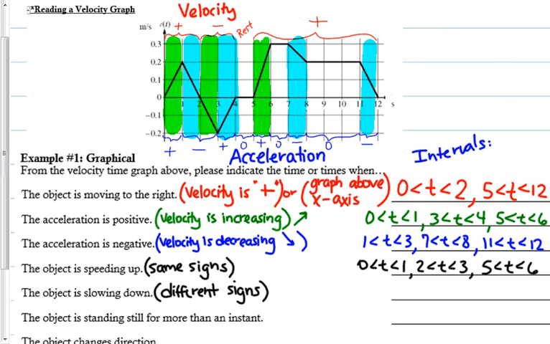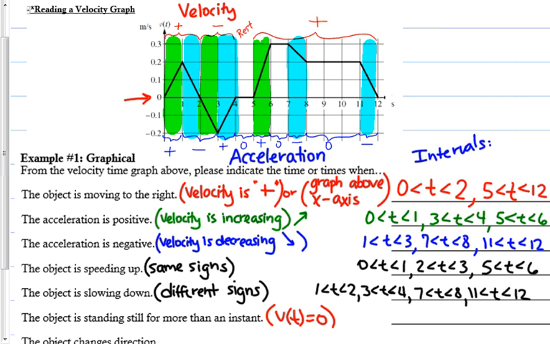Next, the object is standing still for more than an instant. So I need to figure out where this object is standing still for more than an instant. The locations where the object is not moving are whenever velocity is 0. So all I have to do is look up at the graph and ask, where's the velocity 0? Here's 0, so what part of the graph is actually on there? Oh, look, right here, from 4 to 5. So from 4 to 5, this object stopped moving. So I'm just going to put from 4 to 5 in that interval.